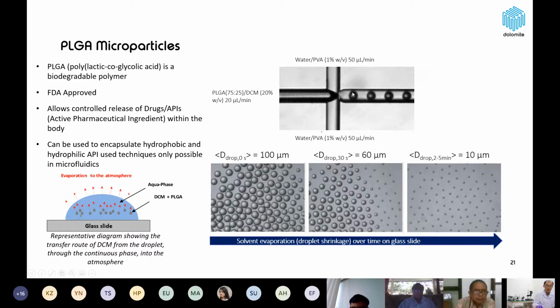After creating the droplets, the droplet inside will contain the PLGA and the solvent DCM, and the DCM will be extracted into the water phase over time. If you have a look at these photos, they show the droplets shrinking over time by solvent extraction or solvent evaporation on a glass slide. Over time, the PLGA microparticle will be formed after solvent extraction.